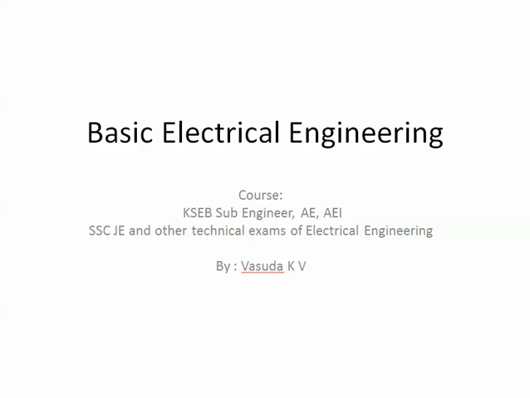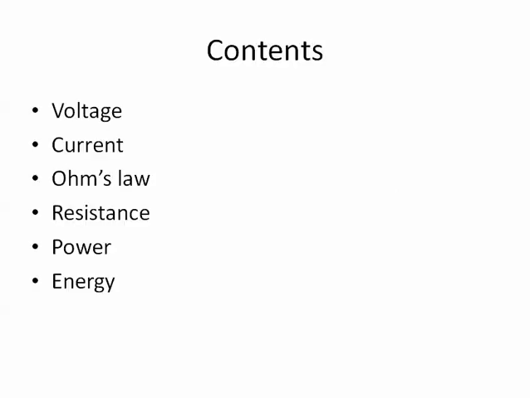This is a course on basic electrical engineering and it will be useful for KSEB sub-engineer aspirants, assistant engineer, assistant electrical inspector, junior engineer, Staff Selection Commission and other similar technical exams of electrical engineering. So in this lesson we will be going through the various terms of electrical engineering and their SI units: voltage, current, Ohm's law, resistance, power and energy.